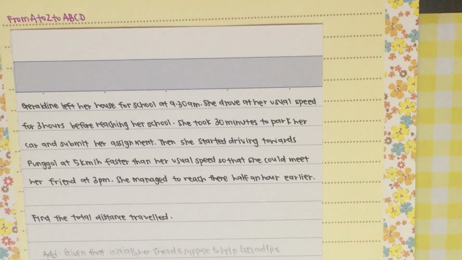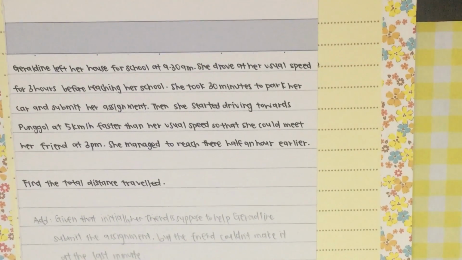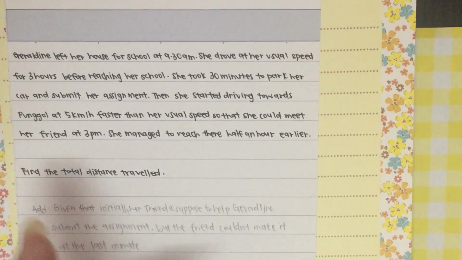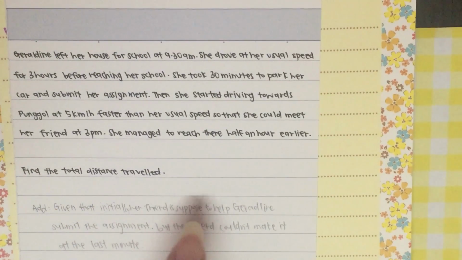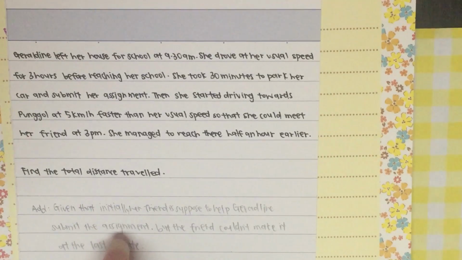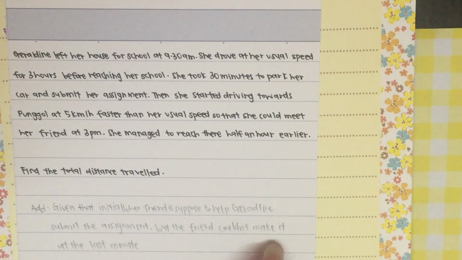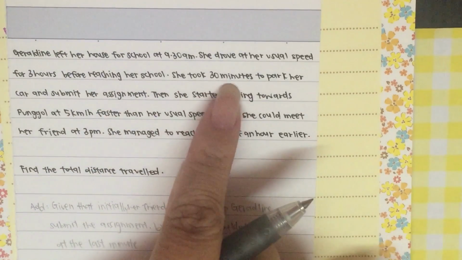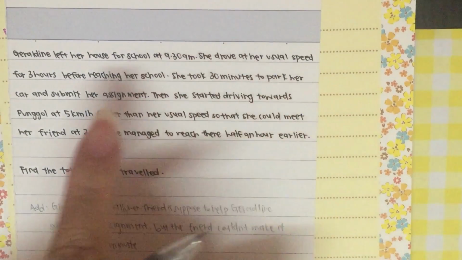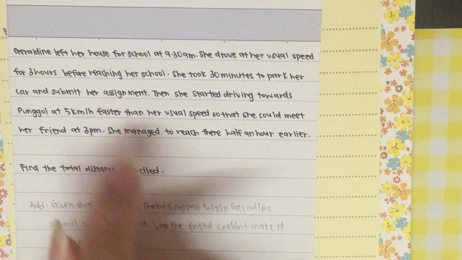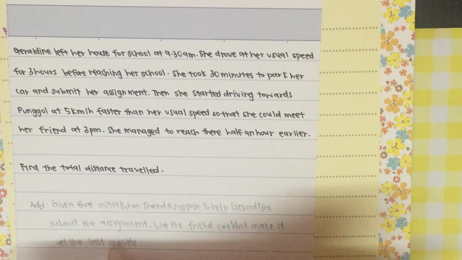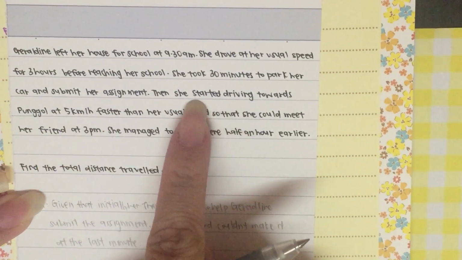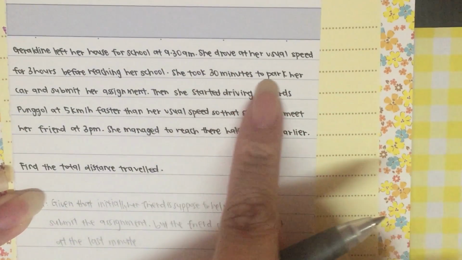So for this question, we do some amendment to make it simpler. We need to add over here that initially her friend is supposed to help Geraldine to submit the assignment, but the friend couldn't make it at the last minute. So basically, this half an hour that's taken to park and submit her assignment is not the initial plan. Therefore, the increase in speed is to cover away this particular rest over here.